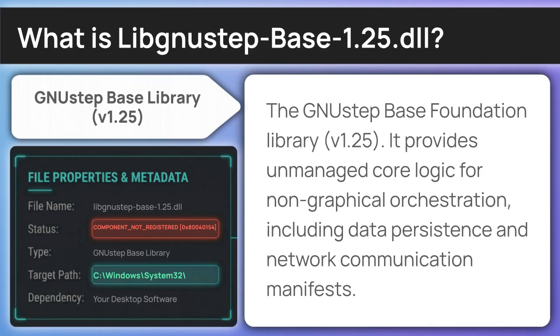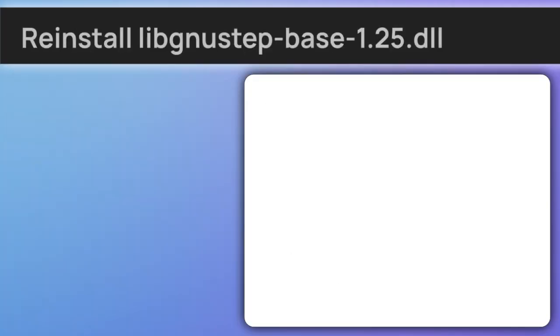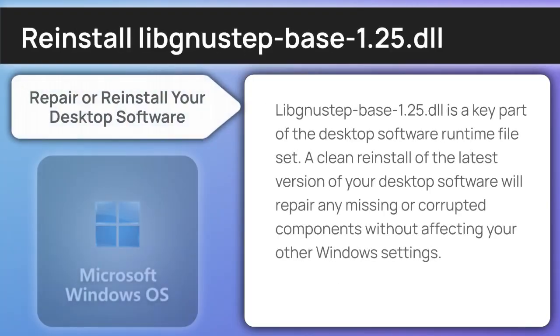Now that you're up to speed on the file's role, let's begin the repair process. Libgnustep Base-1.25 is a key part of the desktop software runtime file set. A clean reinstall of the latest version of your desktop software will repair any missing or corrupted components without affecting your other Windows settings.